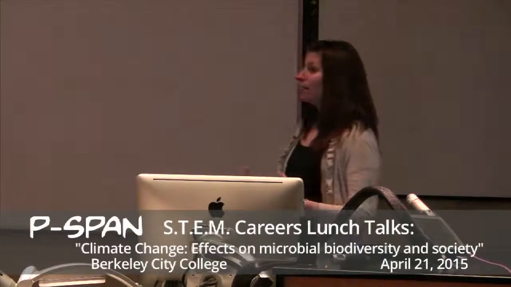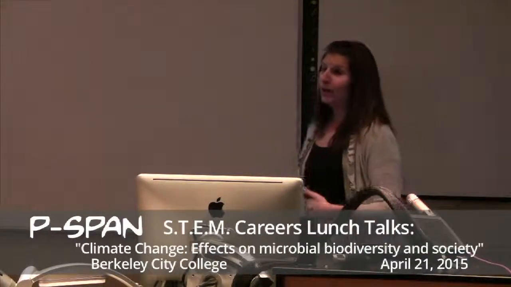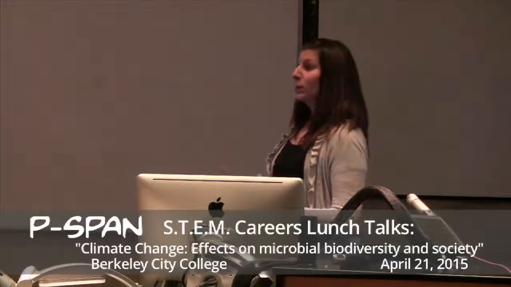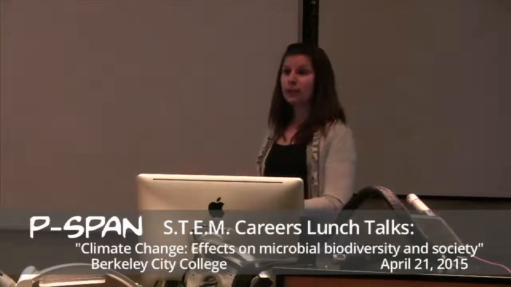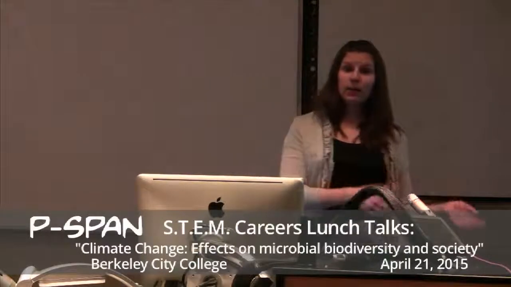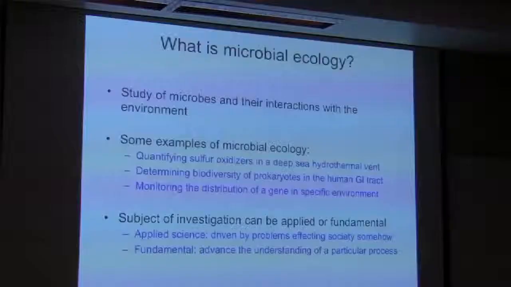So we know that tens of thousands of bacteria colonize the human gut. We want to know, what are they doing there? What types of microbes are they? Which are healthy, which are unhealthy? What does a healthy human gut tract look like? Okay, we can also monitor the distribution of a specific gene in a specific environment. So that'll tell us the presence or absence of a gene from a certain bacteria. What does that mean? So there are different ways to go about solving these microbial ecology questions.